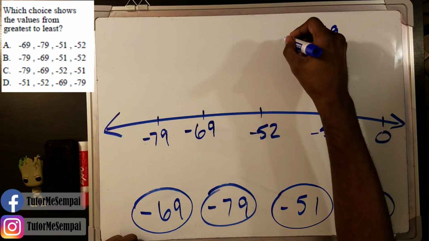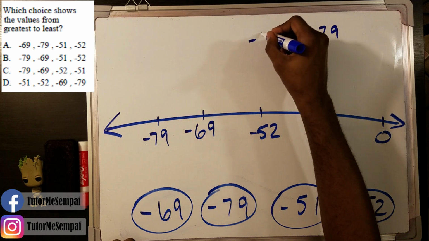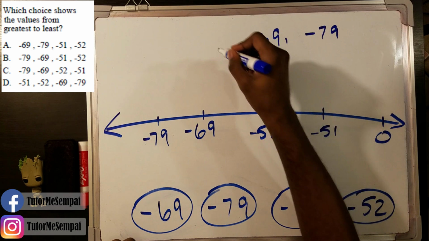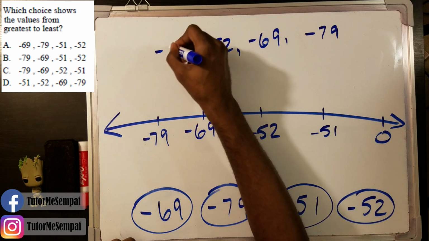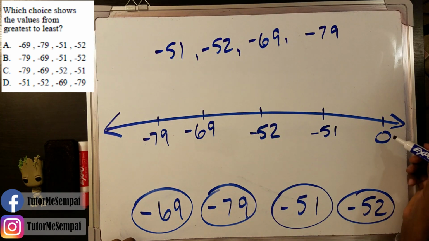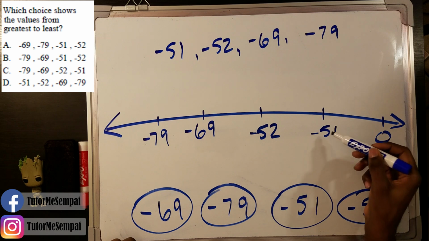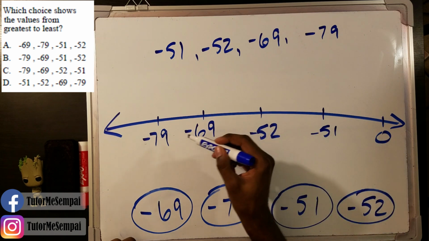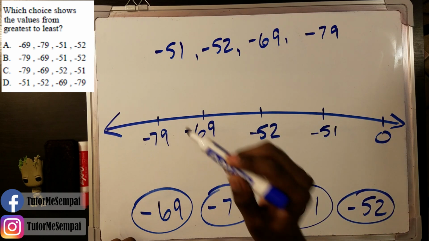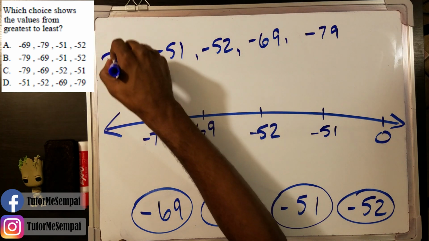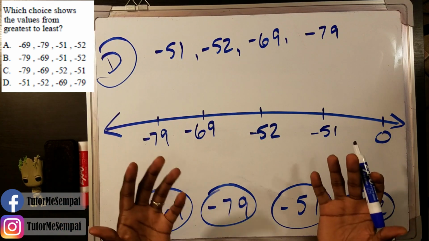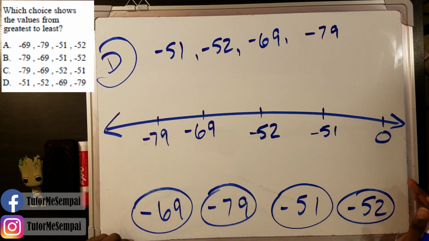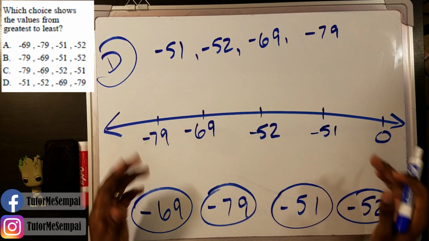right? The one before it is negative 69. The one before that is negative 52. And our first number is negative 51. Based on our number line, negative 51, negative 52, negative 69, and negative 79, we have answer D. This is how we can not only compare negative numbers, but order negative numbers using your number line.